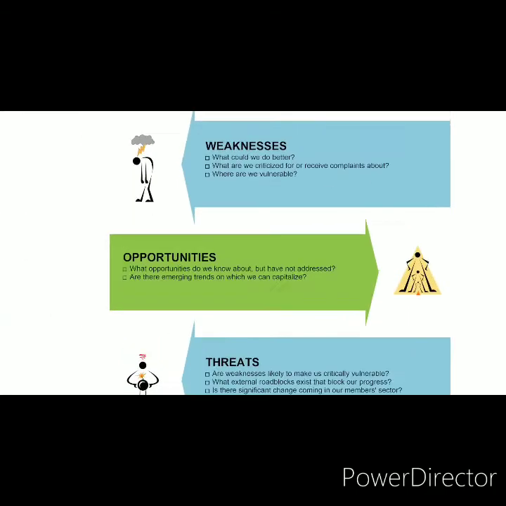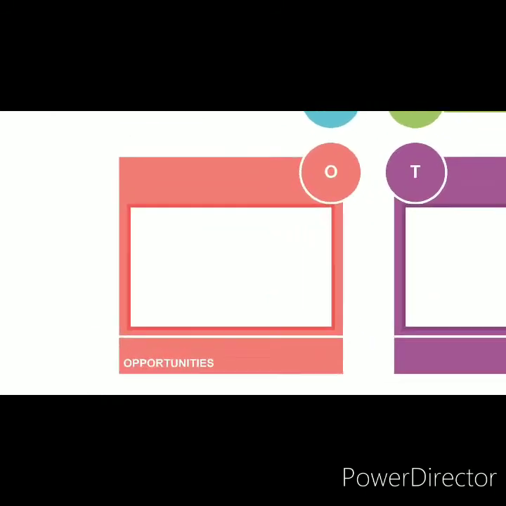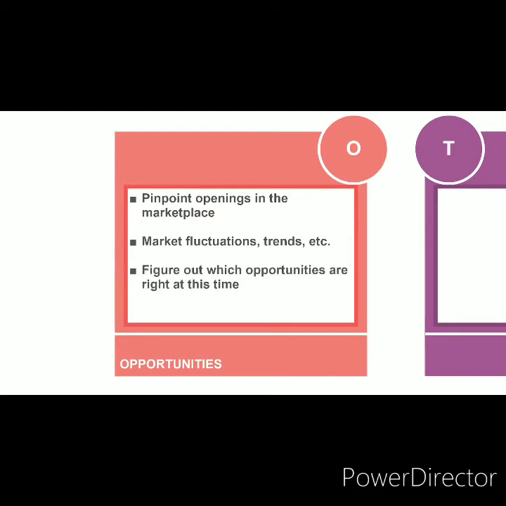Now, you'll try to identify the opportunities available for your business. Try to pinpoint openings in the marketplace that you can take advantage of to help your business grow. These opportunities are caused by external factors, such as market fluctuations and trends. Always consider your strengths and weaknesses when assessing these opportunities. Not every opportunity is right for your company at the moment, but it may be not too far down the line.